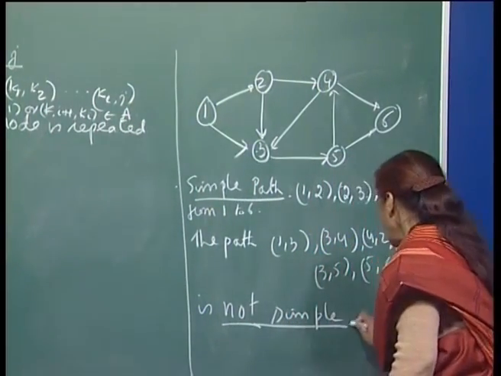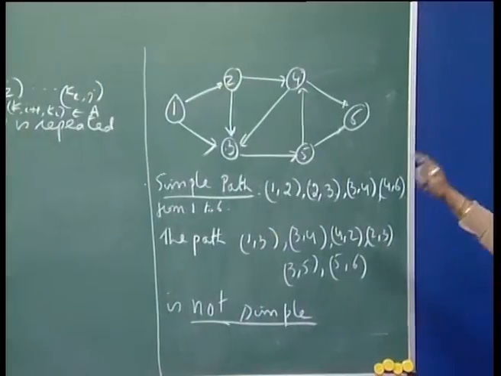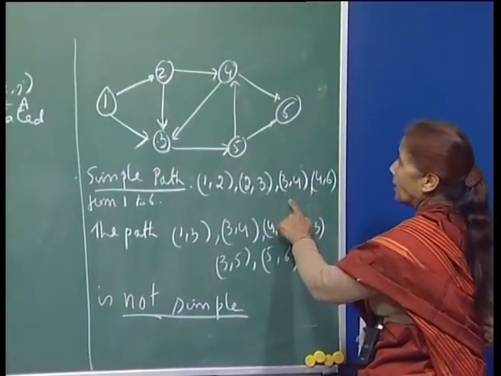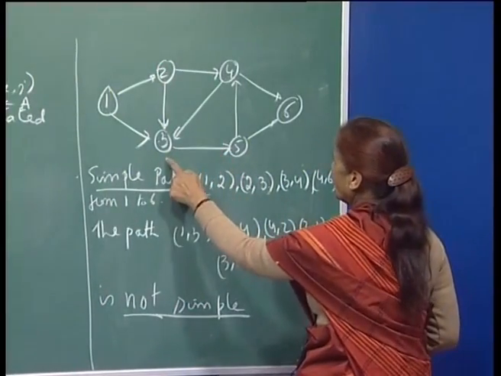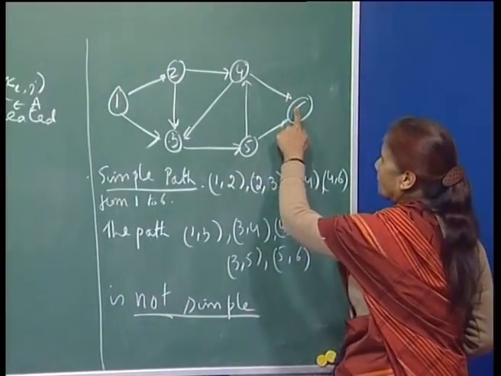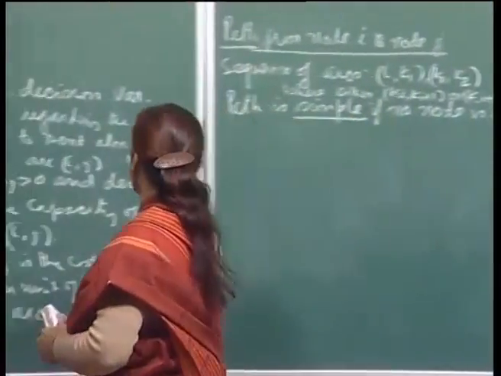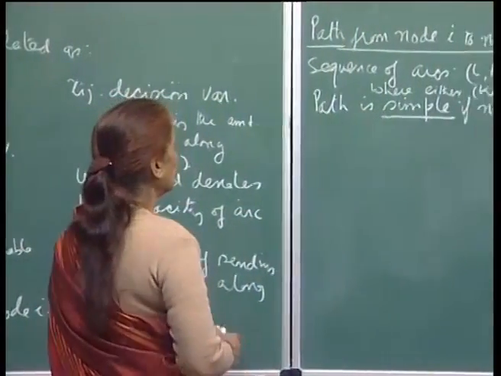This is not a simple path, because you are repeating a node, you are visiting a node again, whereas here I am not visiting a node again. 1 2, 2 3, then 3 4 and 4 6. Okay, so no node is being repeated. So that's very important. Simple paths. Okay, so the path is simple.